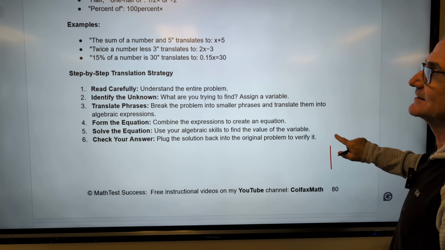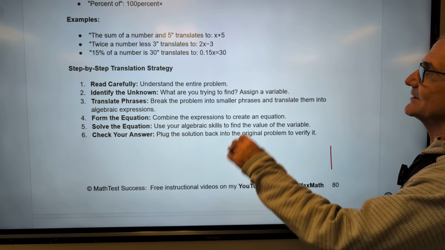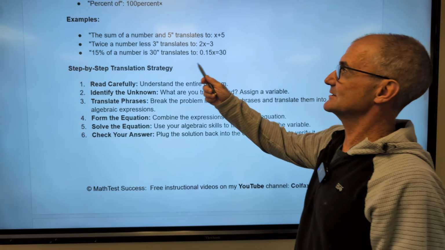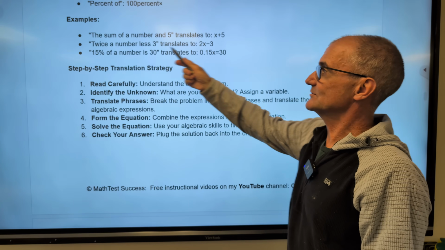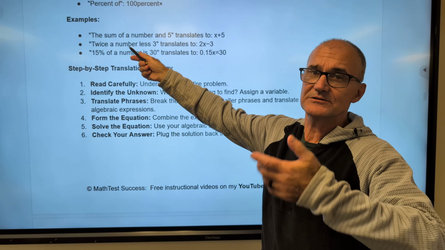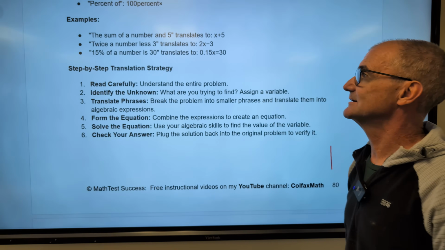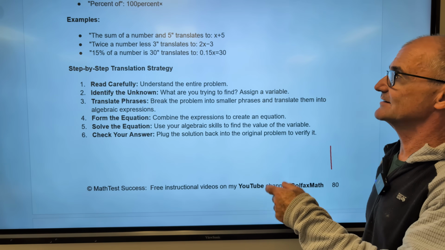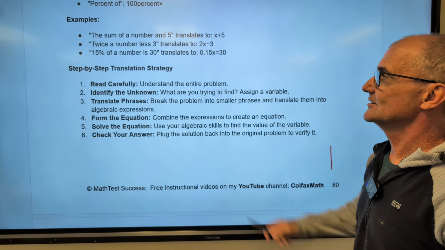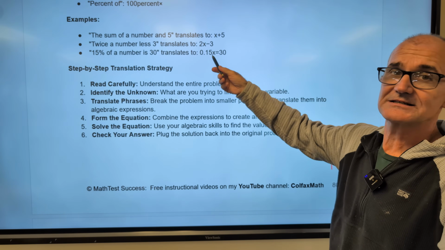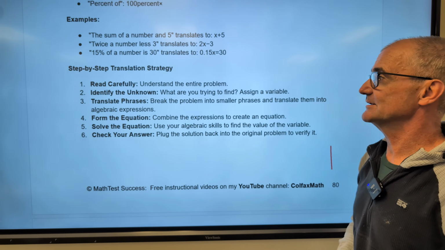Okay, moving up here. The sum of a number and 5 means x plus 5. Twice a number less 3. 2 times, twice a number, I don't know what it is, so it's my variable. Twice a number, 2x, less 3. 15% of a number is 30. I convert that to a decimal, 0.15 of a number, x, equals 30.